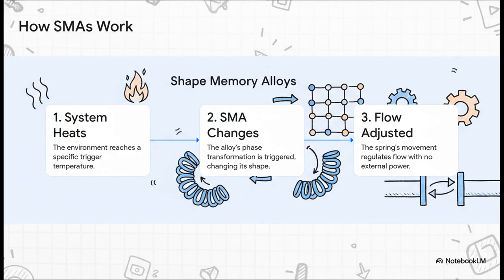And this isn't just theory. Check out this real-world example from research by Zhang and his team. They're using it in a thermal management system. So as the system gets hotter and hits a certain temperature, this SMA spring just automatically changes its shape. That movement then opens or closes a valve to regulate the flow. Think about that. There's no external power, no sensors, no computers needed. It's the material itself that's doing all the work.